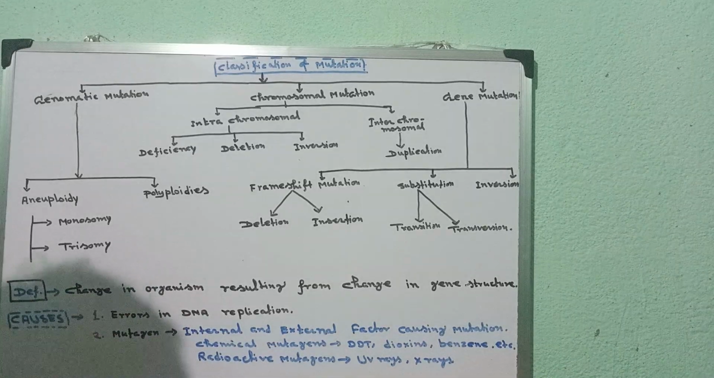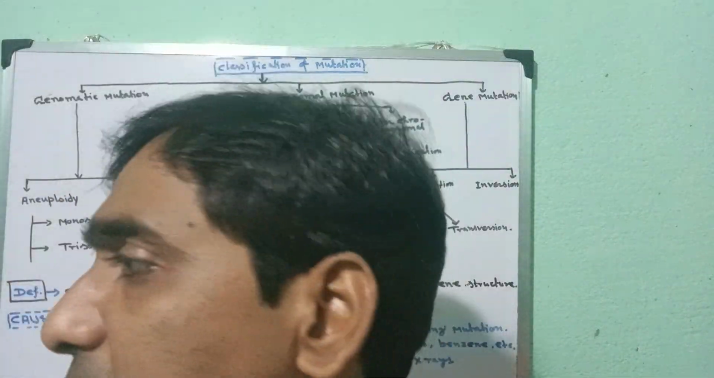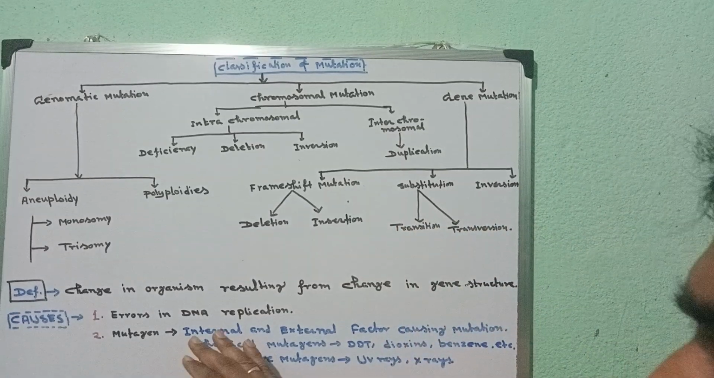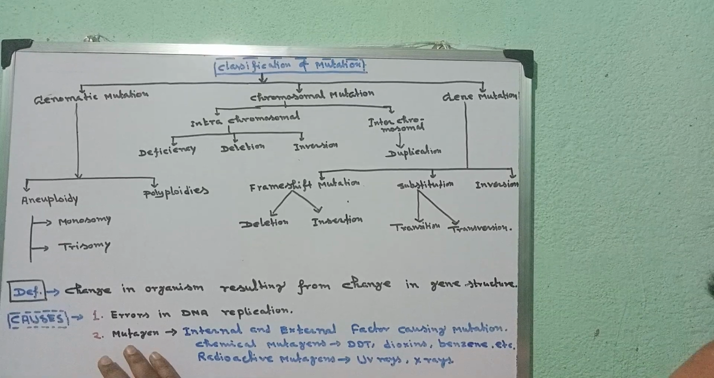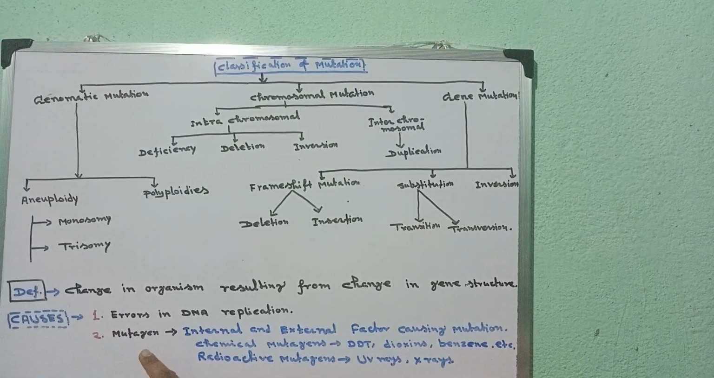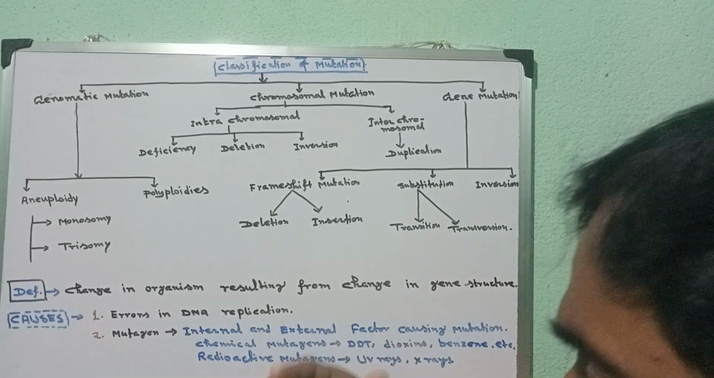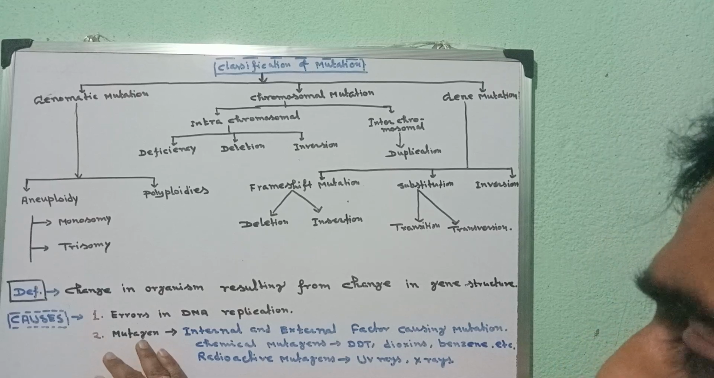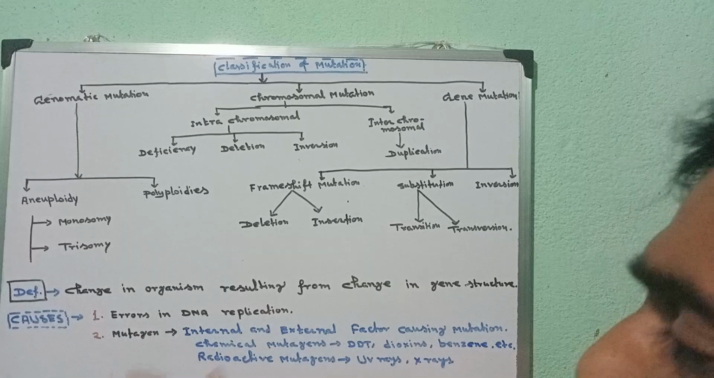Firstly, number one is the error of DNA replication. So this is the error of DNA replication. That is the first cause, and the second cause is mutagens. The mutagens are the effect, mainly chemical agents and other related agents.